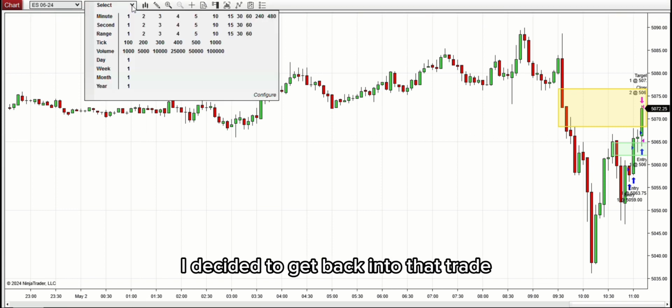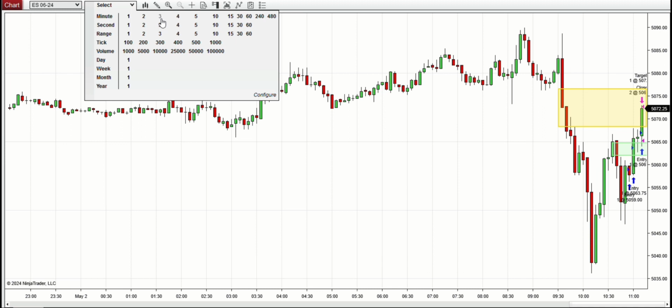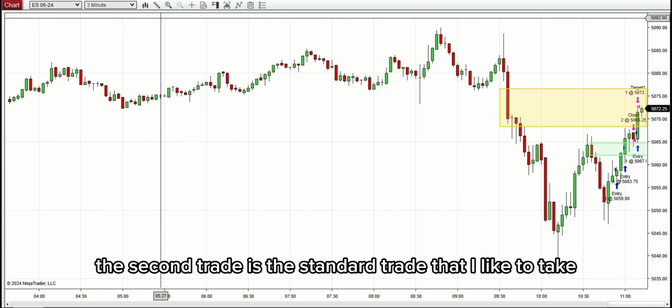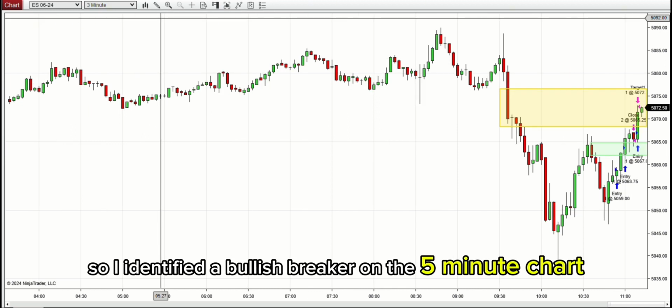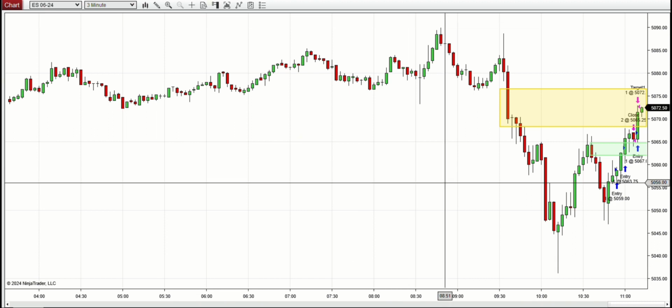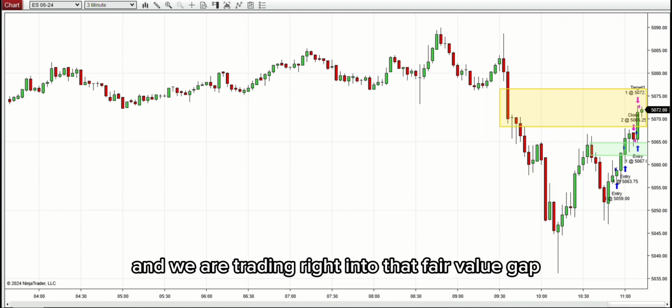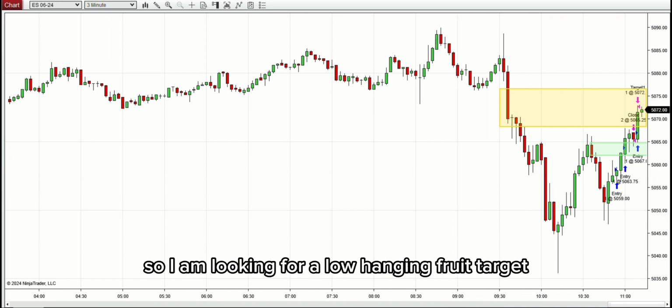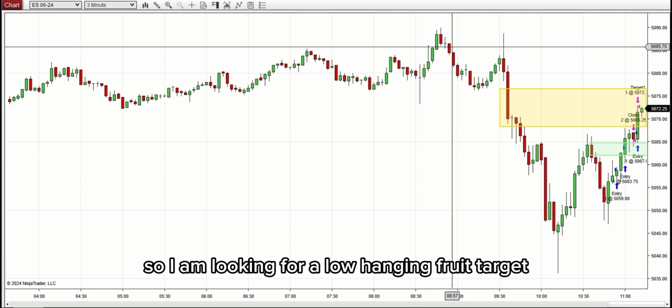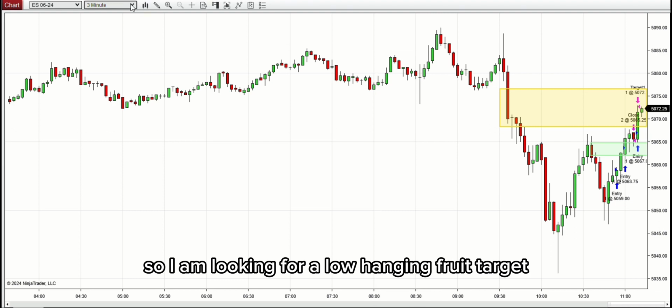I decided to get back into that trade. This second trade is the standard trade that I like to take. So I identified a bullish breaker on the 5-minute chart, and it's outlined here in green, and we are trading right into that fair value gap. So I am looking for a low-hanging fruit target.